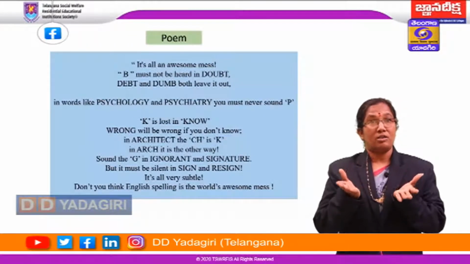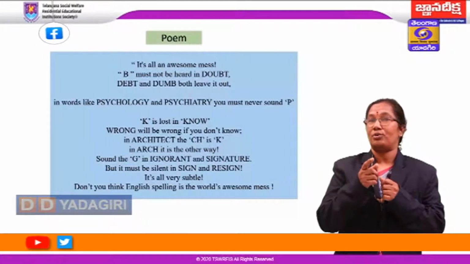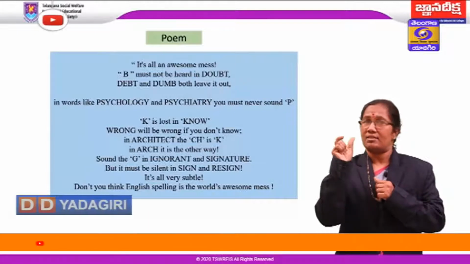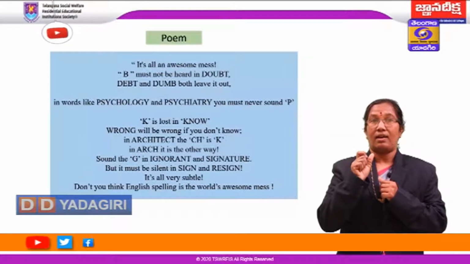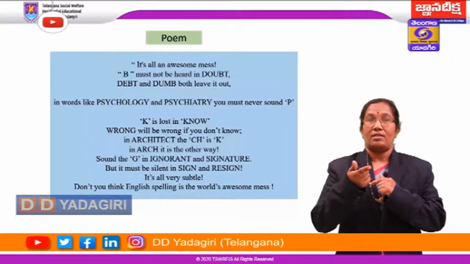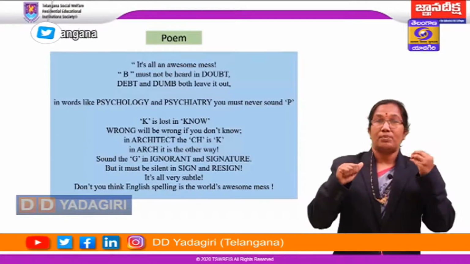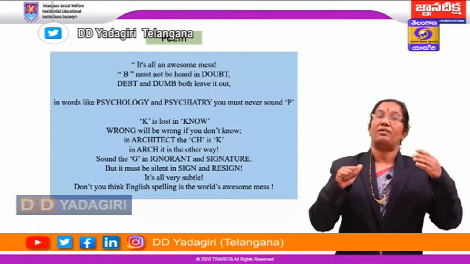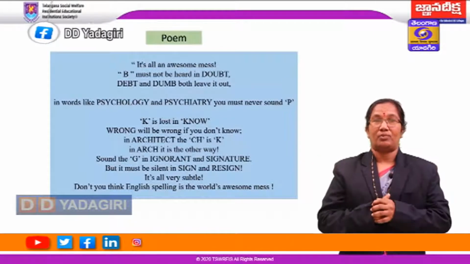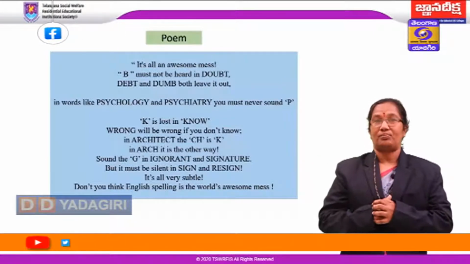K is lost in no. Wrong will be wrong if you don't know. In architect, the CH is K. In arch, it is the other way. Sound the G in ignorant and signature, it must be silent in sign and resign. It's all very subtle. Don't you think English spelling is the world's awesome mess?